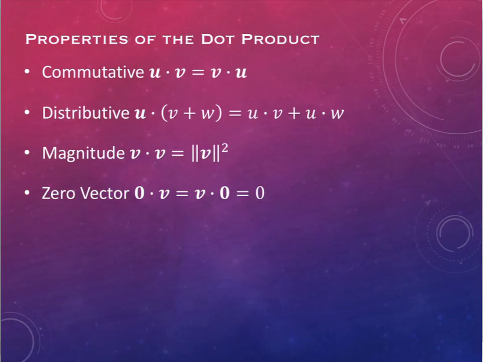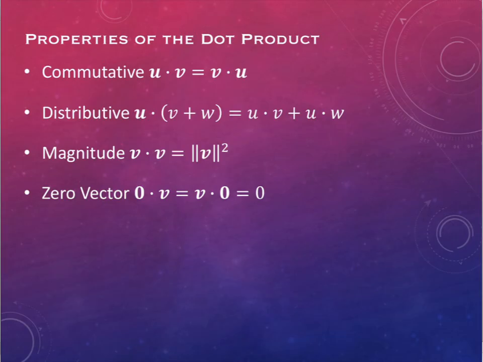Distributive. When I have u dotted with v plus w, that's the same thing as u dot v plus u dot w. And those vectors on that second one should all be in bold, and they didn't get them all in bold. I apologize, but they should all be bolded just like the one before.